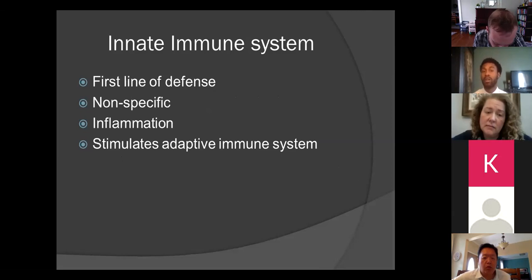But when this happens, it also stimulates the adaptive immune system, which is more specific, such as with antibodies or certain pathogens it has recognized before. When it goes through the innate immune system, it stimulates the adaptive immune system for anything it has ever recognized before.